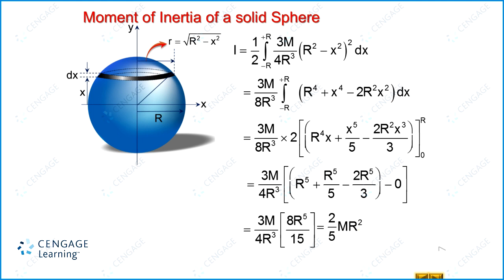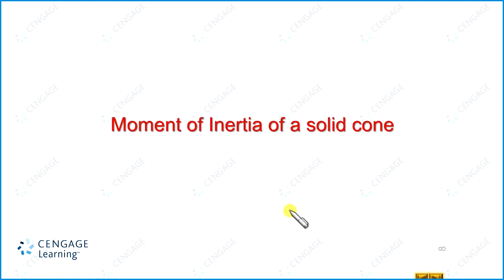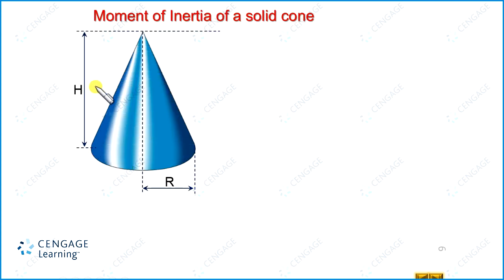Now let us learn how to calculate the moment of inertia of a solid cone. Let us take a solid cone of base radius capital R and height capital H, right? Here we can consider this solid cone is made of a number of elemental disks placed coaxially about this dotted vertical line. Now we can consider one elemental disk, this one. The distance of this disk from the vertex is x, and the thickness of this disk is dx.